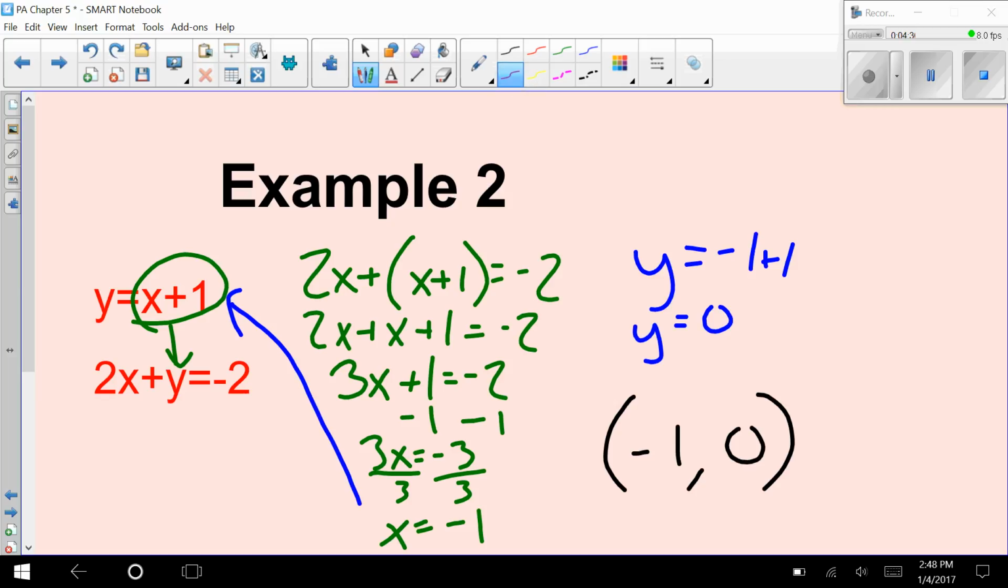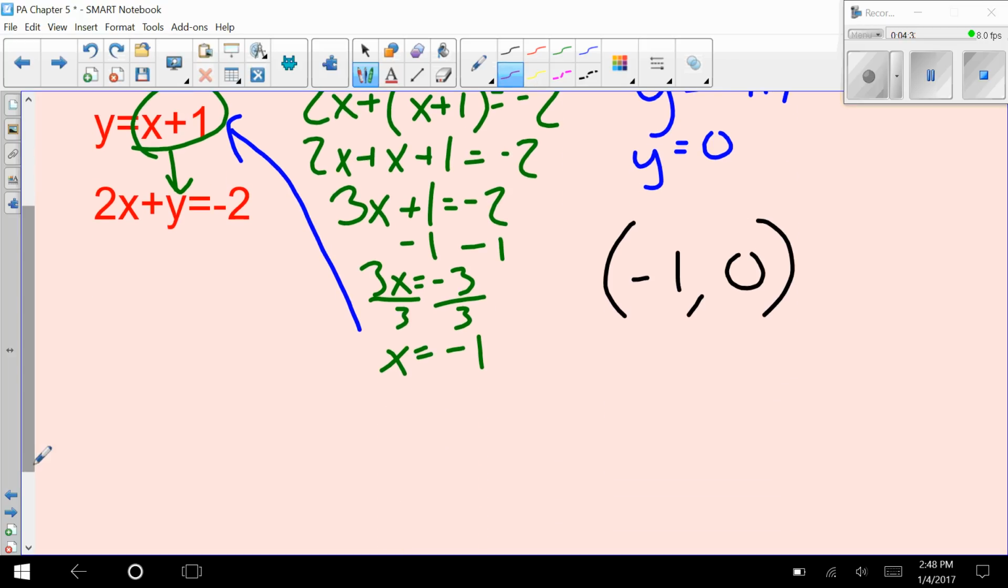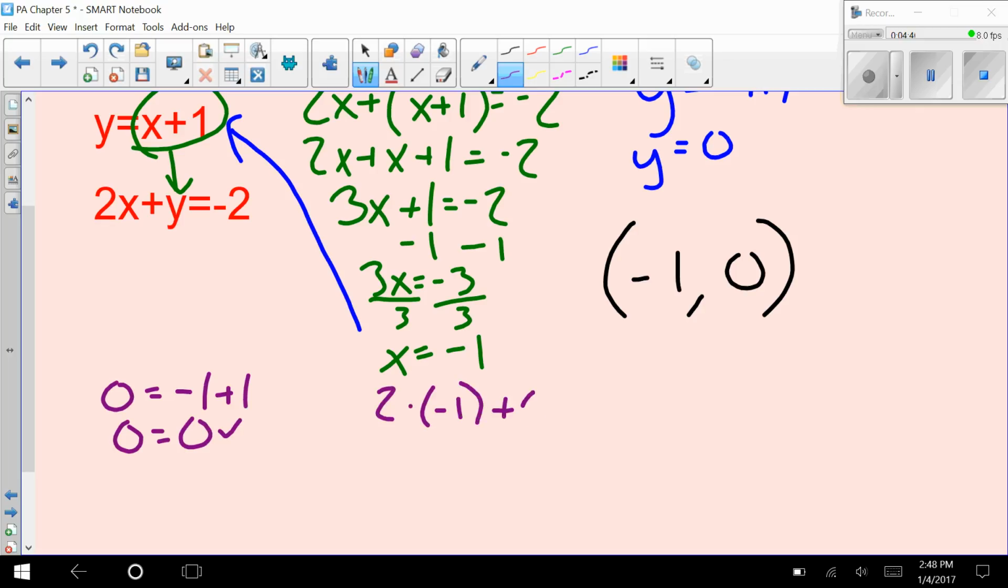Hopefully, let's double check. So plug in 0 for y, so 0 equals -1 plus 1. 0 equals 0, that one works. Now let's plug it into 2x plus y. So 2 times x is -1 plus y is 0 equals -2. 2 times -1 is -2 plus 0, so -2 plus 0 is -2, and it works.